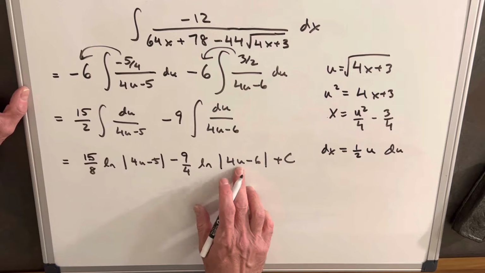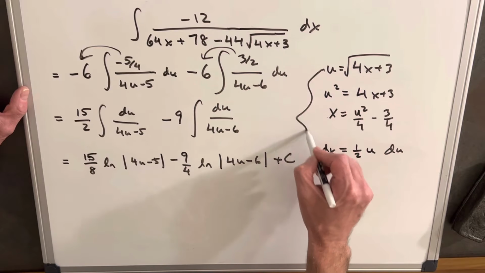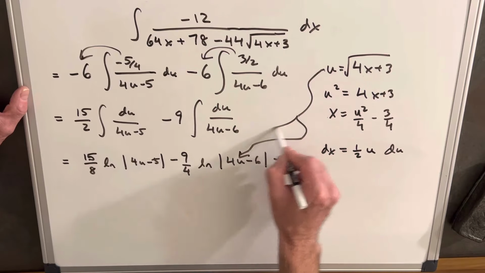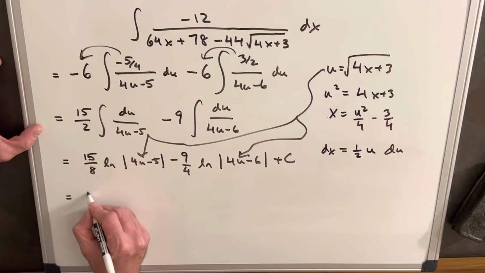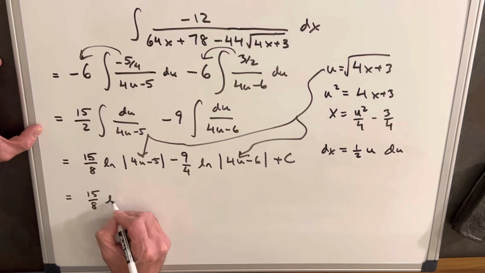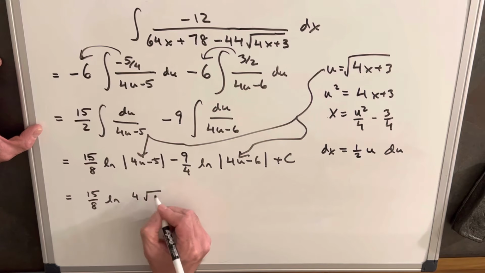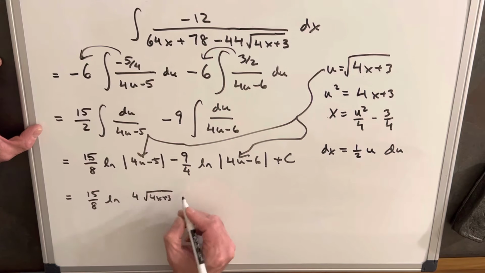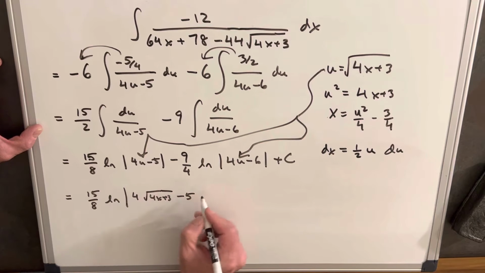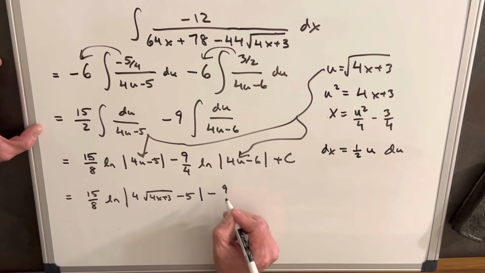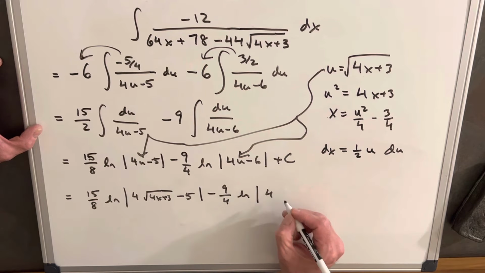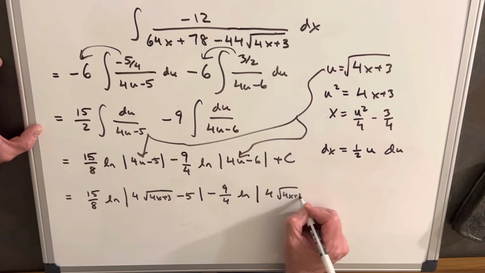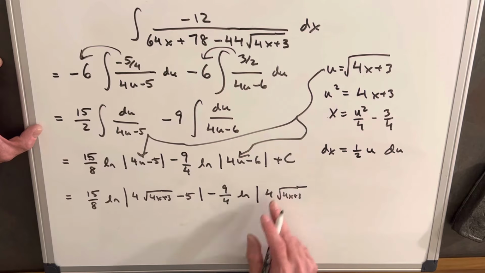And the only thing we're left to do is back substitute. We need to bring back our u here and our u here. So rewriting this, we're going to have 15 over 8 ln of 4 square root of 4x plus 3 minus 5. Don't forget your absolute value. Minus 9/4 ln of 4 square root of 4x plus 3 minus 6, plus C.